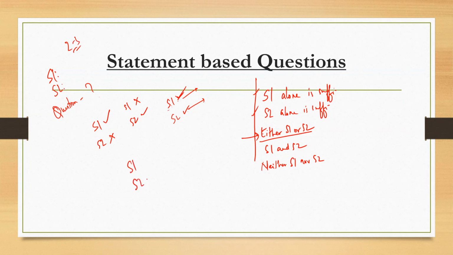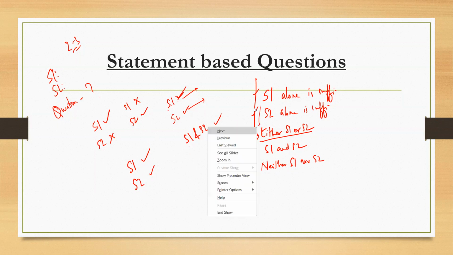Now, what about this scenario? S1 is able to answer your question, S2 is able to answer your question individually, and S1 and S2 together also are able to answer your question. In this scenario, which option will you go with, C or D? Since S1 you are able to answer, and S2 you are able to answer individually, and here it is S1 and S2 together, you will go with C. Exactly.